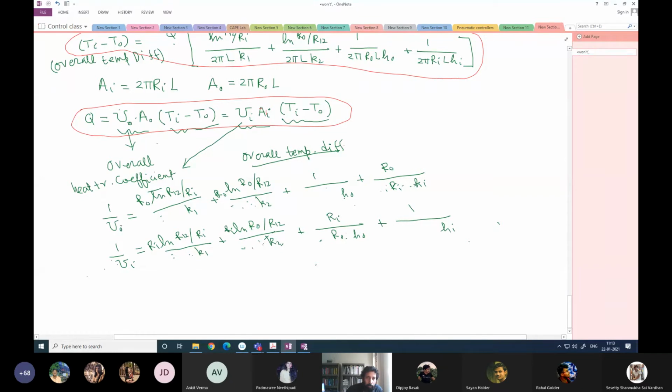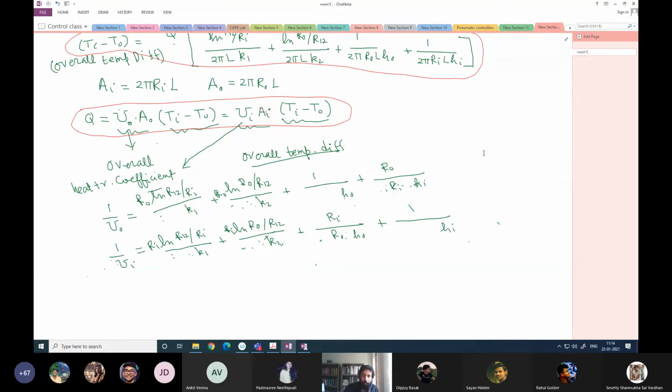the overall resistance. You can see that the overall resistance is the outside resistance plus the inside resistance scaled by Ri over Ro. This is the K2 resistance because of the insulator, and this is the resistance because of the metal one. Similarly, when you have 1 by Ui, you have 1 by Hi alone, and 1 by Ho is scaled by Ro by Ri, and then similarly we have the resistance because of the insulation and the resistance because of the metal one. So this is the overall resistance for a cylindrical system.